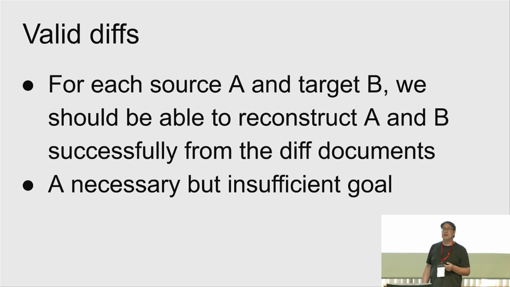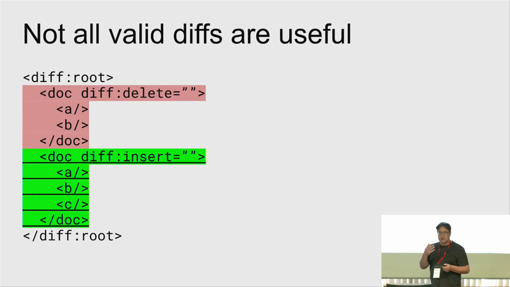And that's a necessary goal, but it's not a sufficient goal for a diffing library, because I could just write a diffing library that always threw away the source document and then inserted the target document. It's always valid. This is fine, right? It's correct. I'm done. Please pay me now. But that's not good enough.